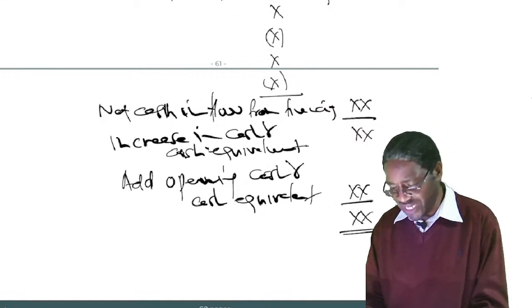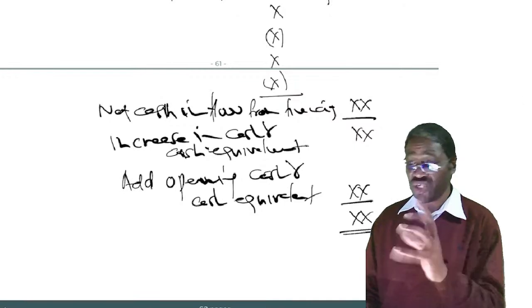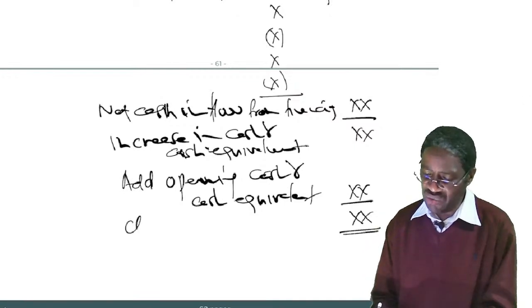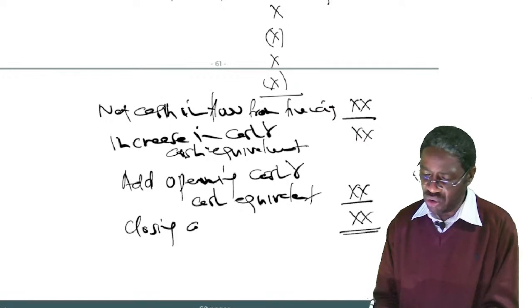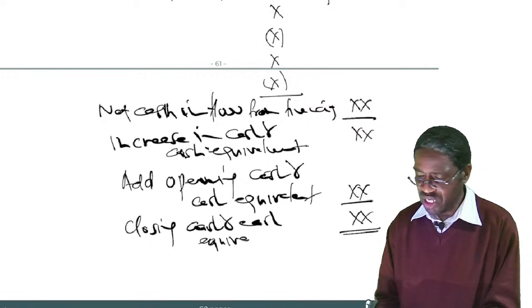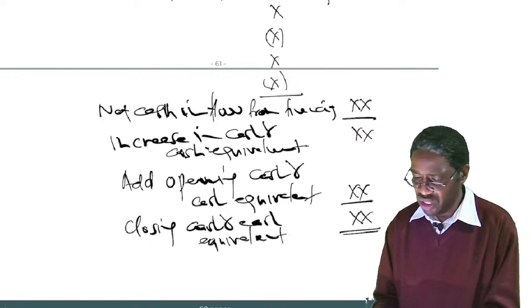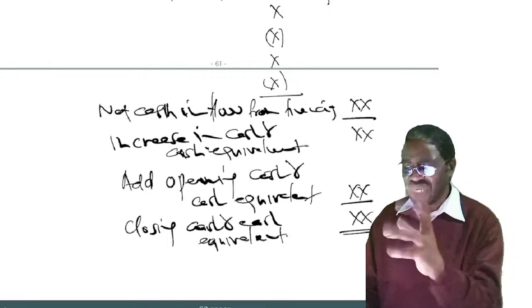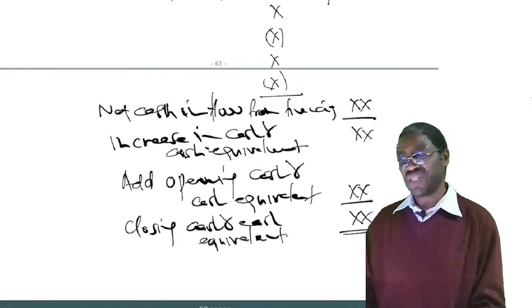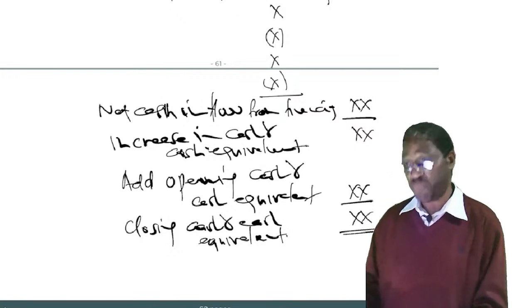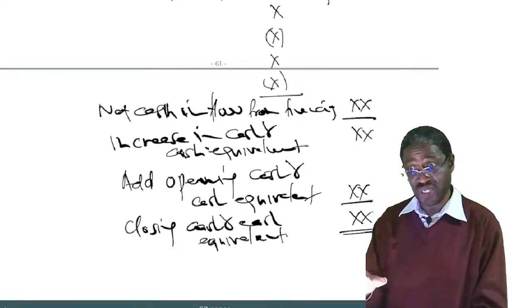Whatever you now get, once you add it to the increase or the decrease, that now gives you what we call the closing cash and cash equivalent. Good. So this is an overview of how you used to prepare your cash flow statement.